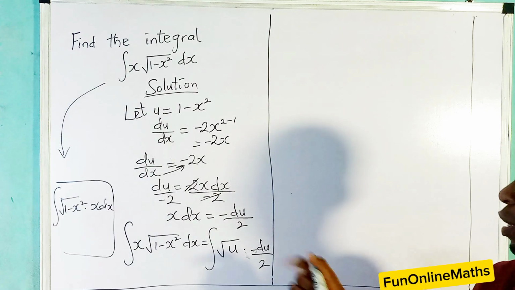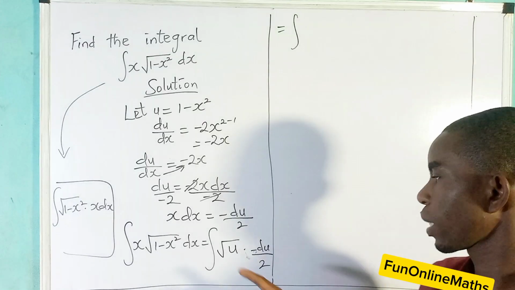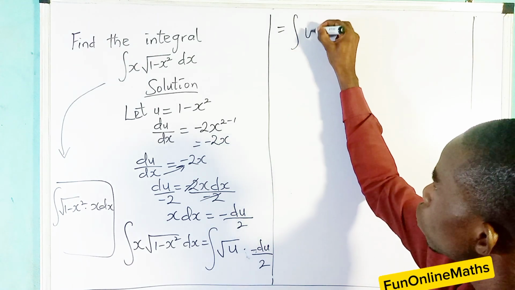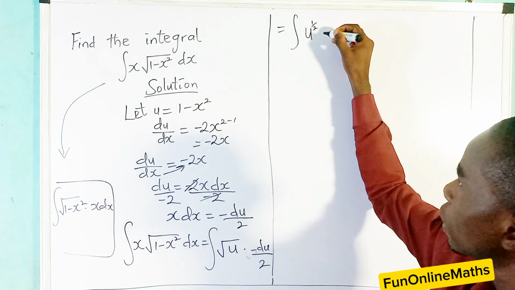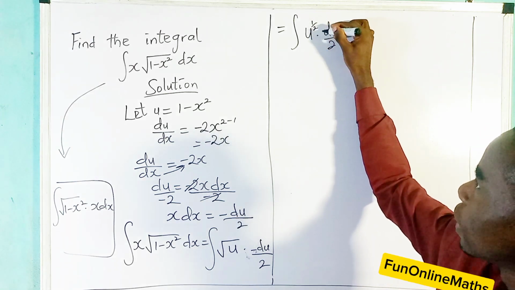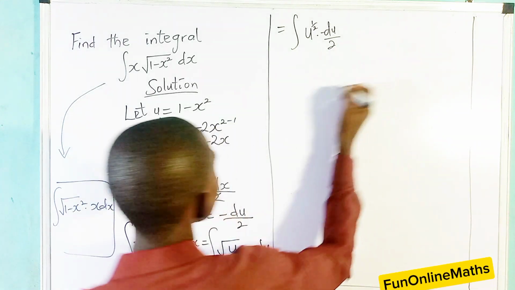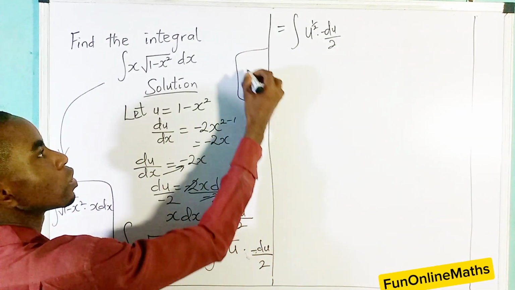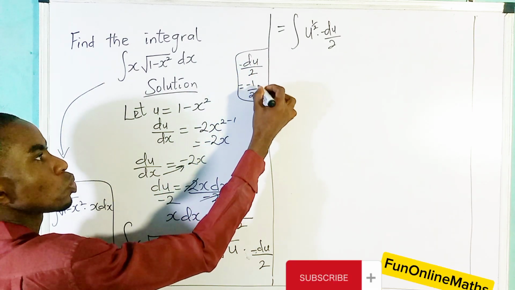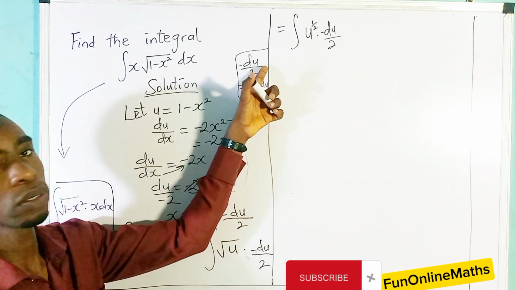Now this can be written as the integral of, in index form we can write square root as to the power of 1 over 2. The index form is u to the power of 1 over 2, times minus du over 2. Now, minus du over 2 is the same thing as minus 1 over 2 times du. Minus 1 times du is minus du.